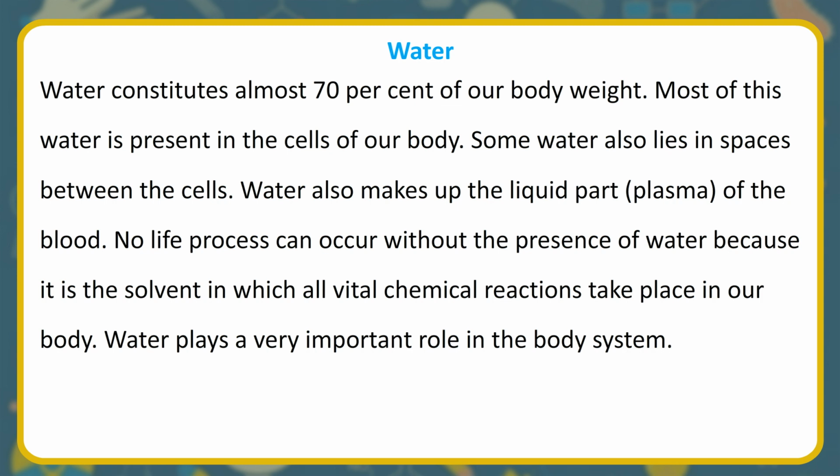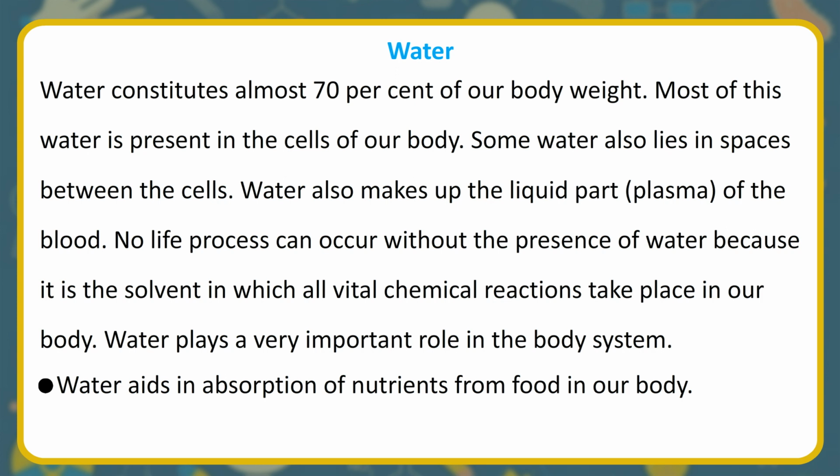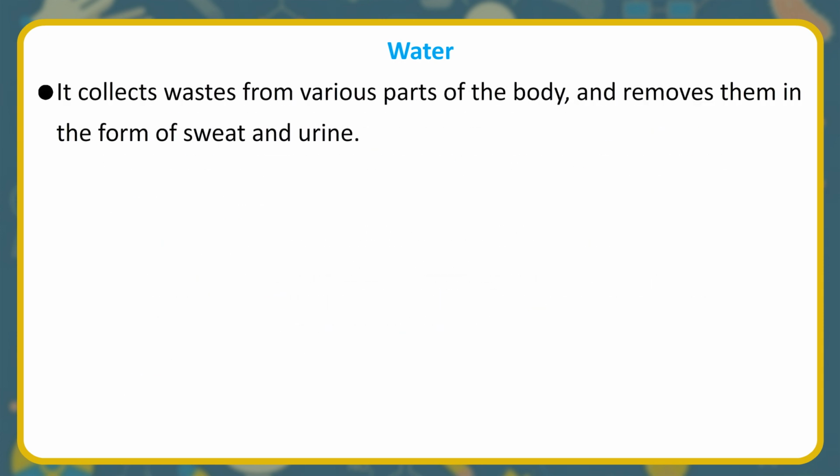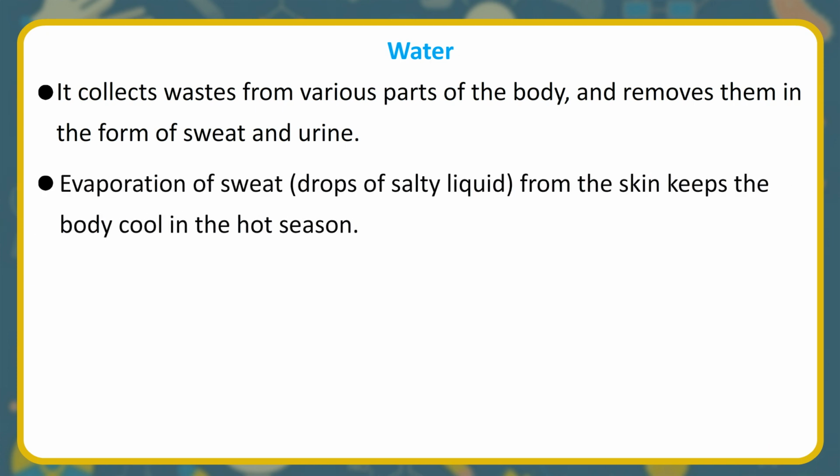Water plays a very important role in the body system. Water aids in absorption of nutrients from food in our body. It helps to transport nutrients throughout the body. It collects wastes from various parts of the body and removes them in the form of sweat and urine. Evaporation of sweat, drops of salty liquid, from the skin keeps the body cool in the hot season.